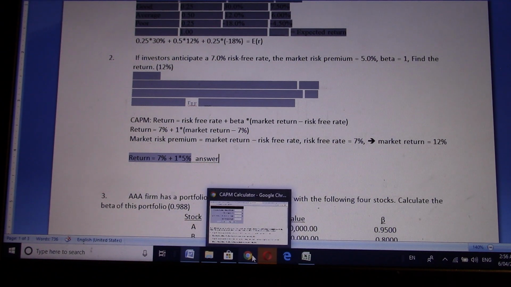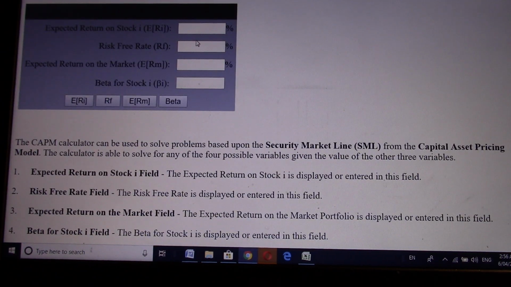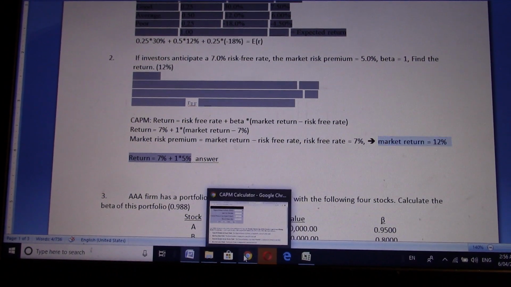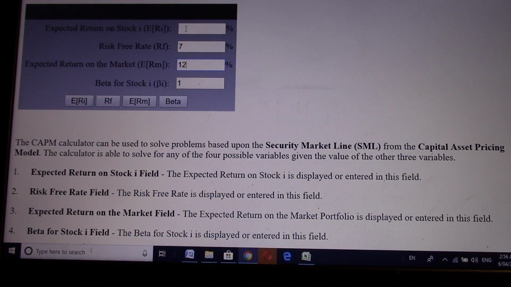Let's use the calculator and do the calculation again. For the CAPM model, the risk-free rate you can just use 7%, beta is 1. Now the calculator requires information for the market return. We just did the calculation, it equals 12%, here. Market return is 12%. So now we know three factors. The only one we don't know is the return on stock I. Now you click on this. This is the expected return for stock I. So it's 12%. This is the answer, and that's correct.